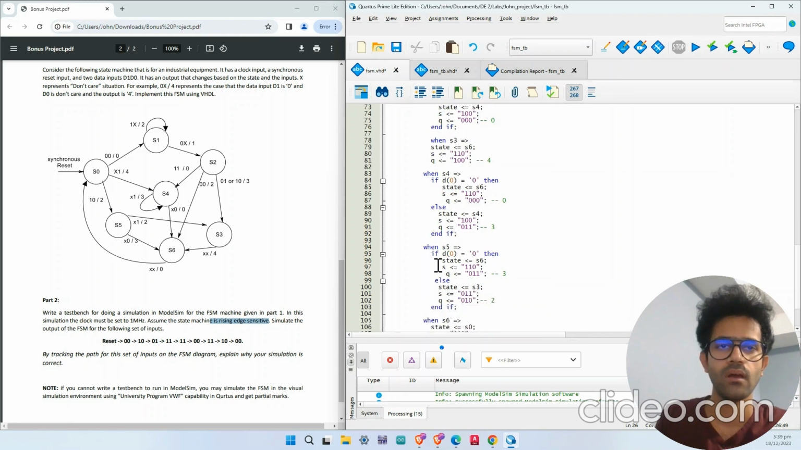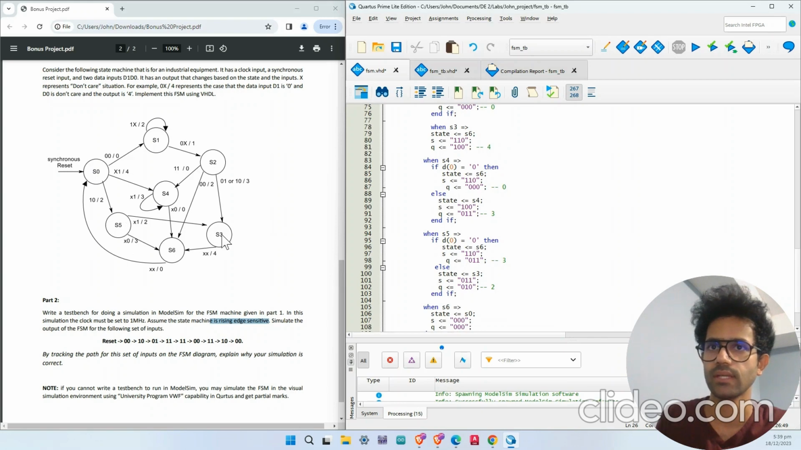In S5, if D0 equals 0, then we go to state 6. So it doesn't matter what D of 1 is. If D of 0 is 0, this accounts for 0, 0 and 1, 0. We go to state 6 with the output of 3.